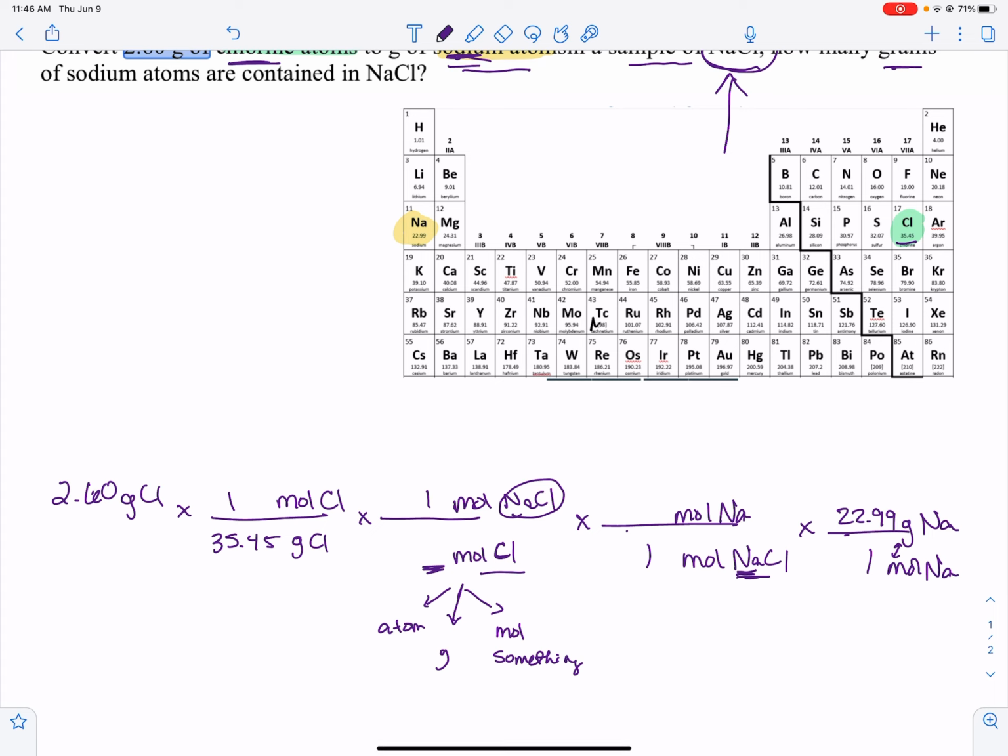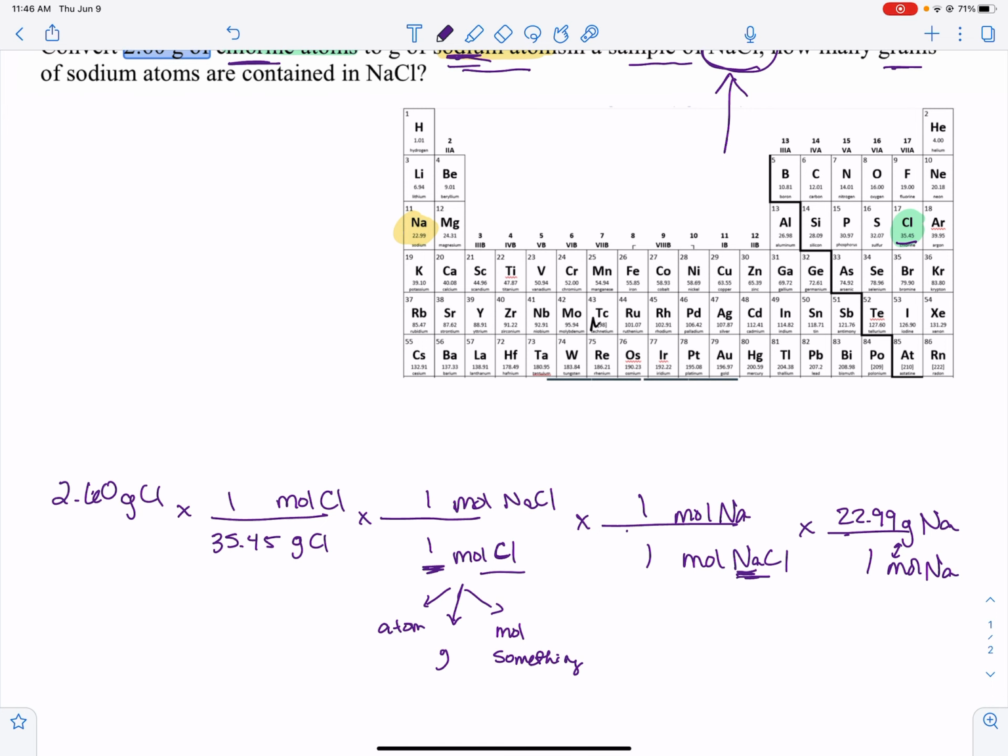And then I just need to deal with this section right here. If this had a 2 here, I would have put a 2 there. But because it has nothing there, that means it has an understood 1. So 1. And then over here, the sodium again, if there had been like a 3 here, I would have put a 3 there. But there isn't. Nothing's there, so that's an understood 1.